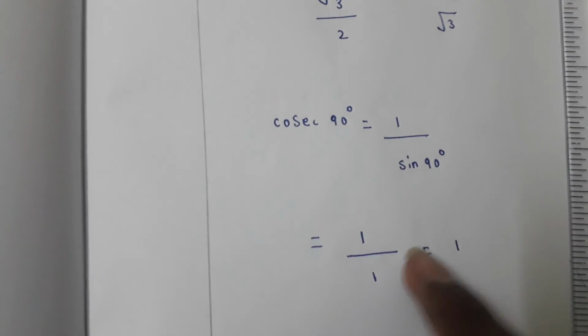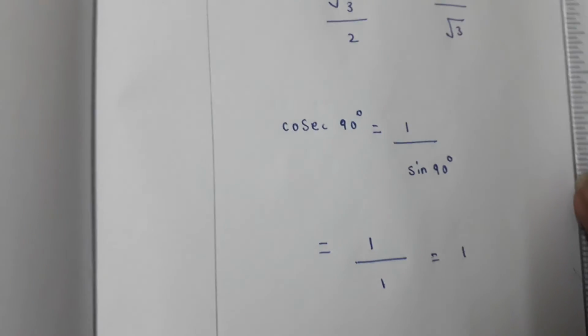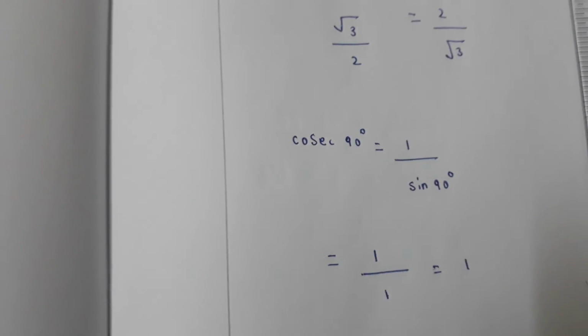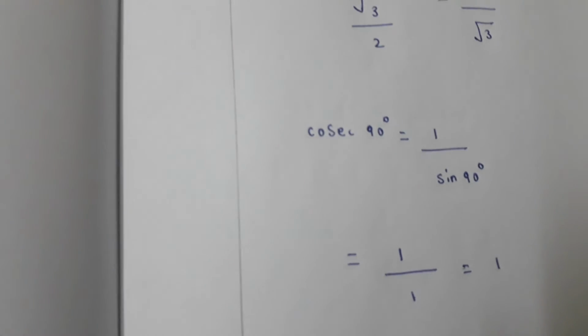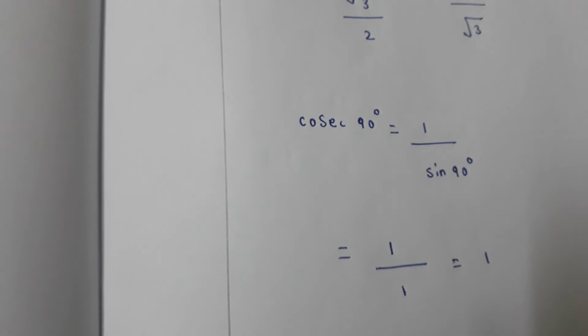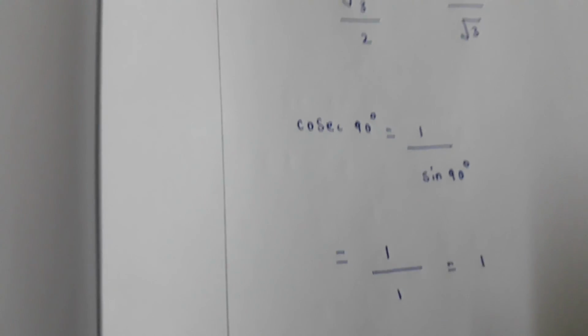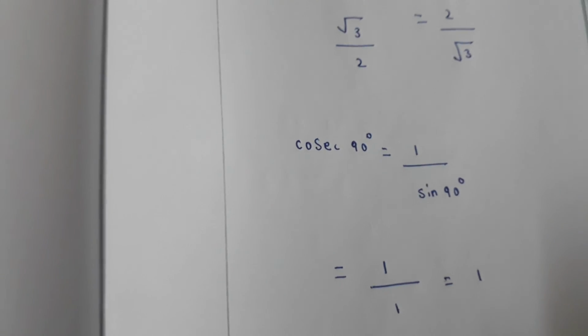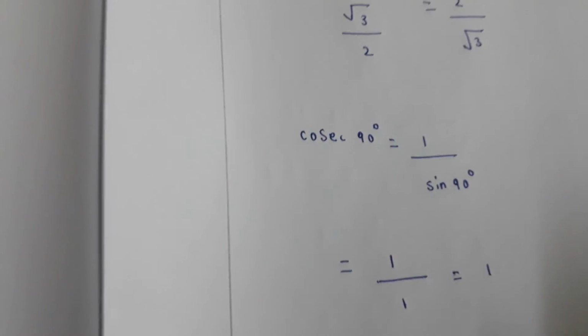So in this way, by knowing only the sine and cos values of 0, 30, 45, 60 and 90, we can find tan, cot, secant and cosecant.